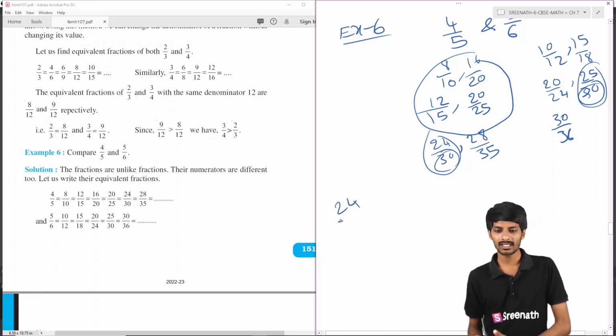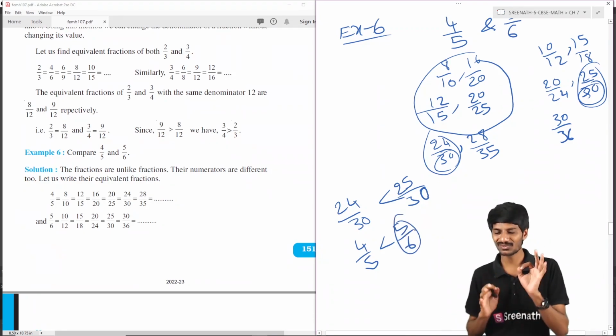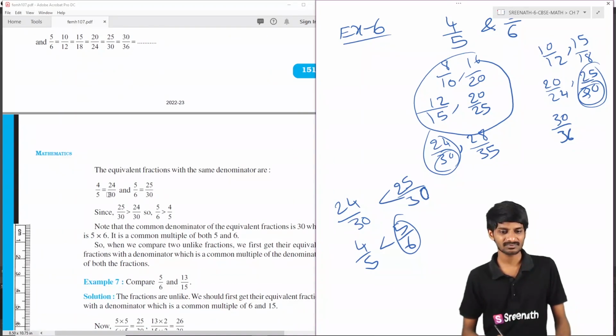So 24 by 30 and 25 by 30, which is greater? Obviously 25 is greater. So obviously 4 by 5 is less than 5 by 6, which is greater. So like that you have to do the task, students.